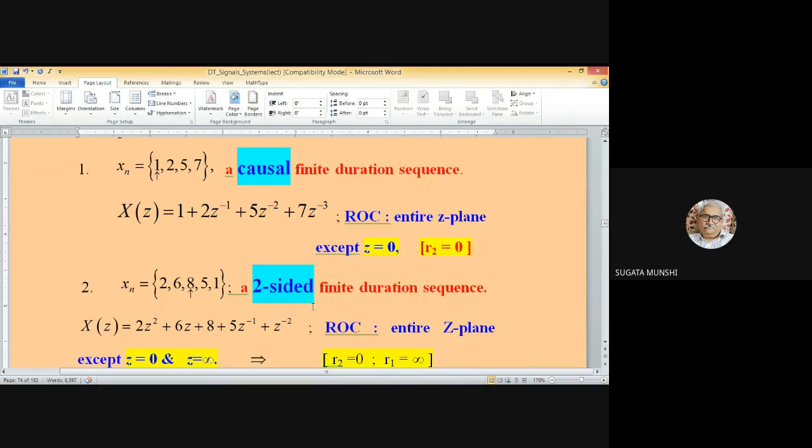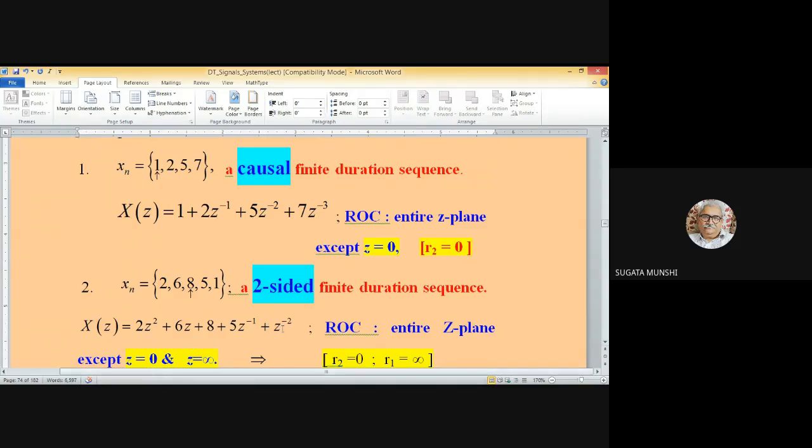So here we have a two-sided finite duration sequence. What will be the z transform? If you start from the basic expression, it will be 2z squared plus 6z plus 8 plus 5z to the power minus 1 plus z to the power minus 2. In this case, the ROC will be the entire z plane with the exception of z equal to 0 and z equal to infinity. Because if you have z equal to 0, due to the presence of those terms, that one and this one, it is 5 by z, this is 1 by z square.